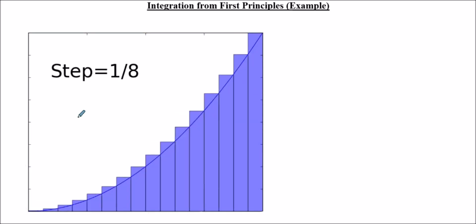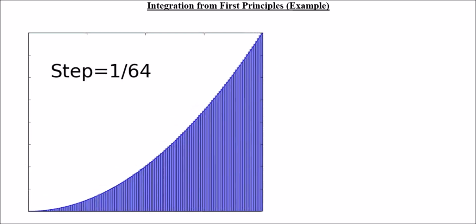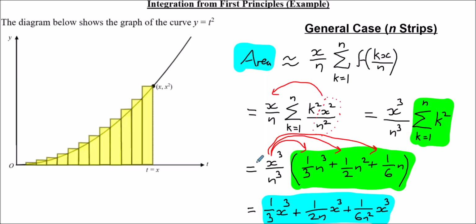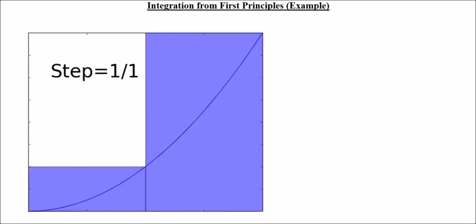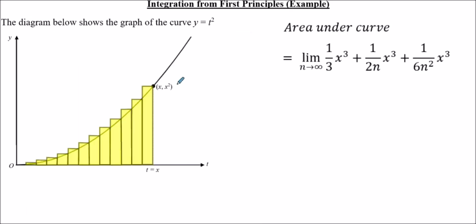So what I can say here is, it's actually a limit. And so our result here, for the area, will be greater and greater increased in accuracy as n goes towards infinity. So we can say that the area under our curve is the limit as n goes towards infinity of 1/3 x cubed plus 1/2n x cubed plus 1/6n squared x cubed.